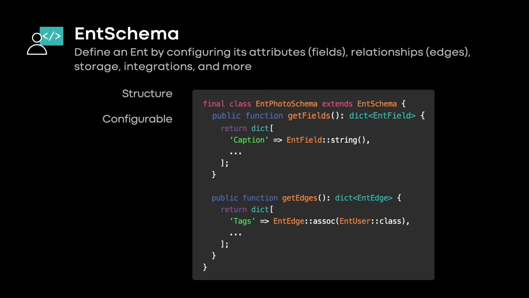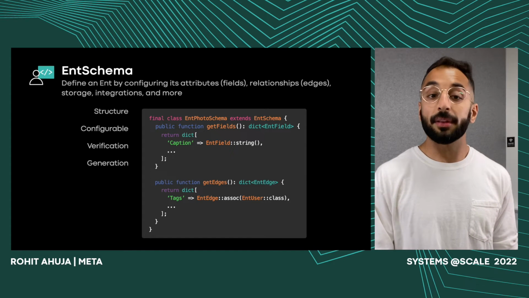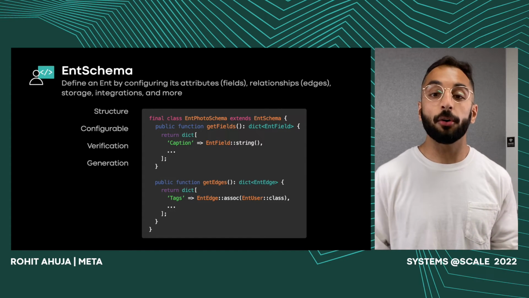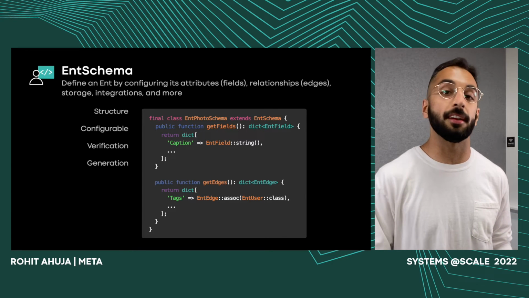For our ent photo schema, we've defined a string field for our caption and an edge to the users tagged in a photo. This is what allows us to read and write these things through the ent, entql, and ent mutator. Every ent schema is also verified to ensure that all of its settings are valid and in sync with the storage schema in production. And with this rich definition for data, we code generate all the components that the framework provides, including the 3 mentioned earlier.